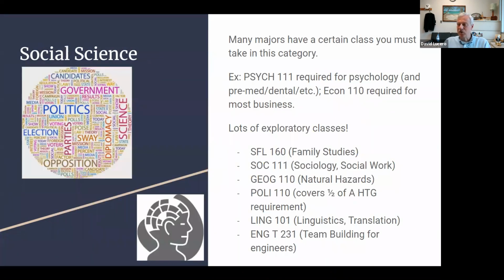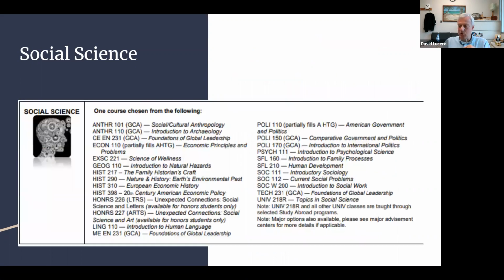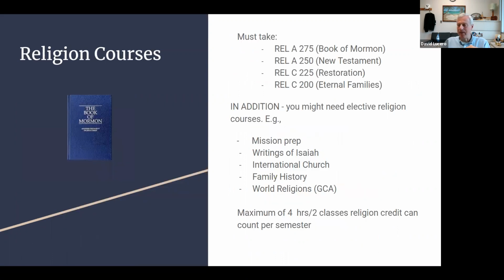Social science, many majors have classes they want you to take here. For example, Psych 111 is the introduction to psychology. There's Econ 110 is required for economics and most business majors. There's lots of exploratory classes here. You can see some listed. And here's the total number of choices, some double counting, lots of excellent exploration opportunities here.